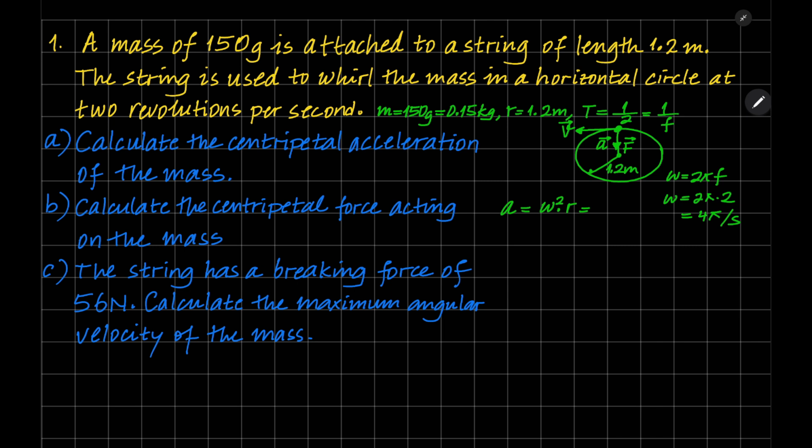Then centripetal acceleration is equal to 4 pi squared times radius, 1.2 meters, which is equal to 189 meters per second squared. This is the answer of choice A.